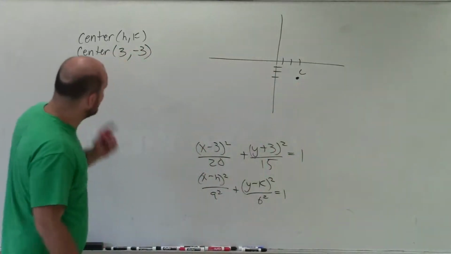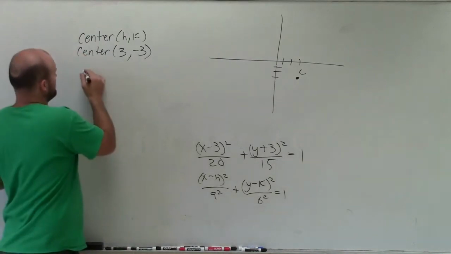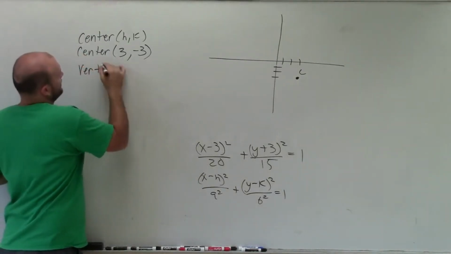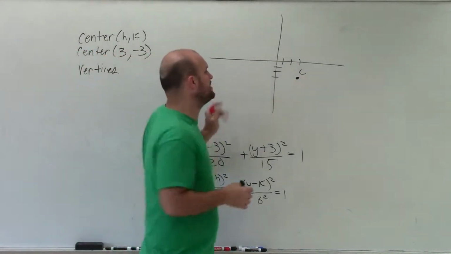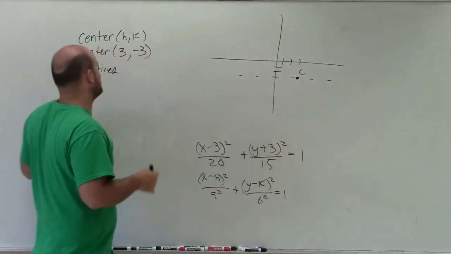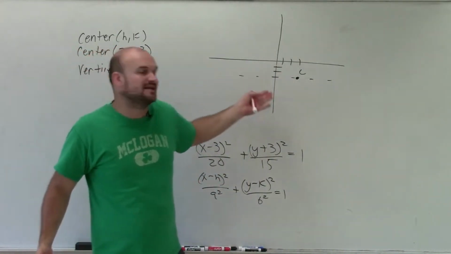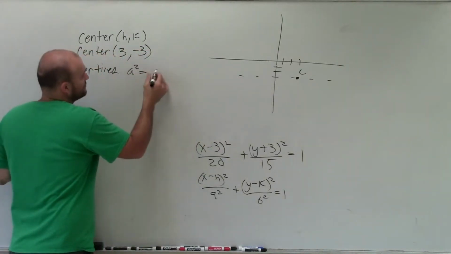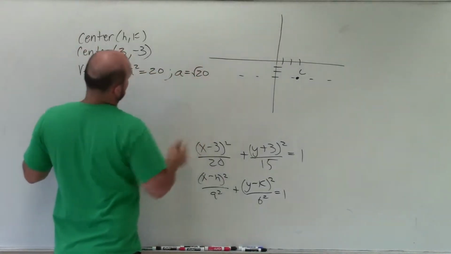All right, so the next thing is determining your vertices. Ooh, we got to find foci too. Okay, so the vertices have a distance from the center, and remember, our major axis is horizontal, right? So we're going to go left to right. The distance from the center to a vertex is the distance of a. So I need to figure out what a is. Right now I know a squared is equal to 20. So a is equal to the square root of 20.